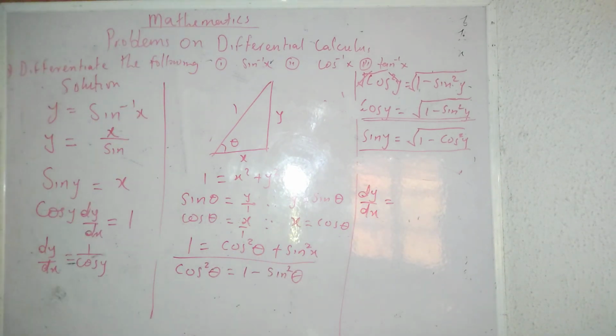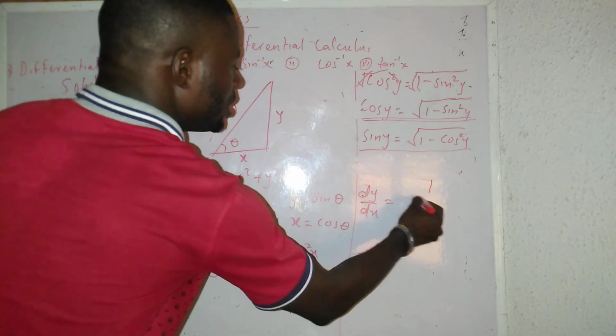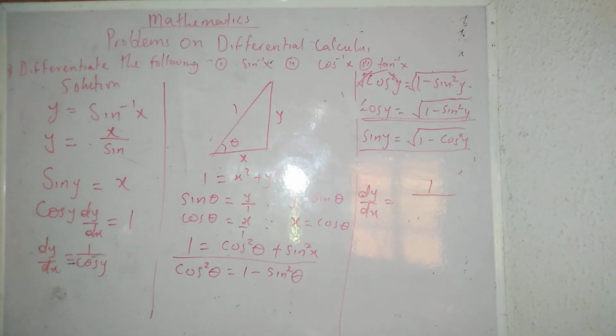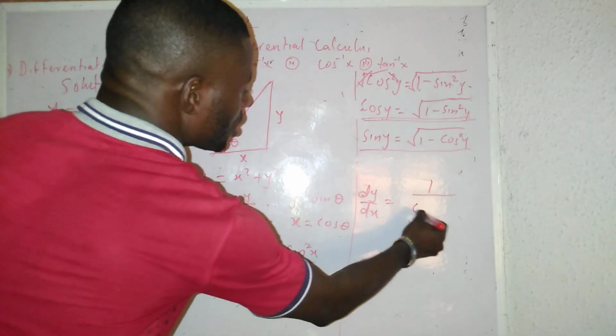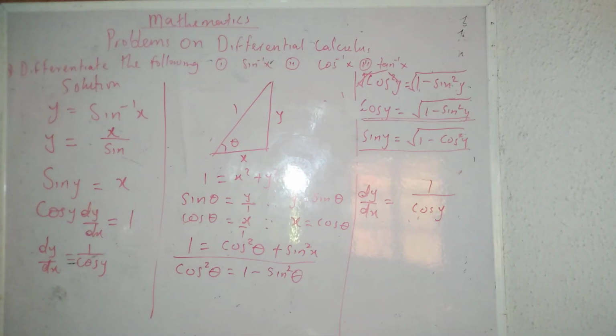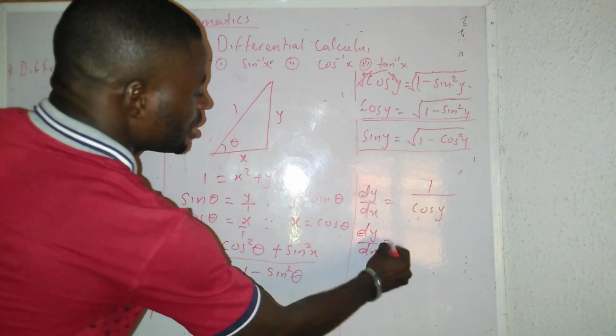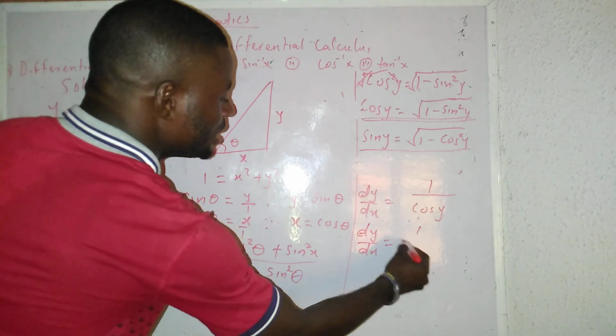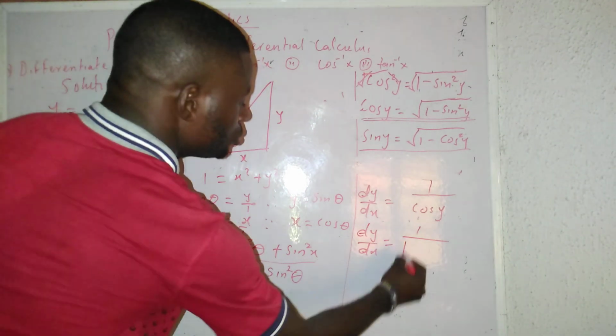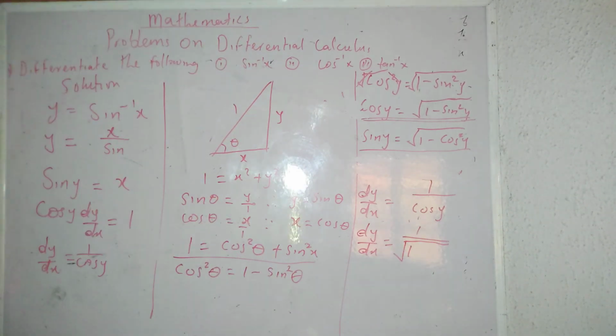My dy/dx equals 1 divided by, now what is my sine y? My sine y is equal to x, so my cos y is everything that is here. Now, what is my cos y? This is my cos y. I now have dy/dx equals 1 divided by the root of 1.